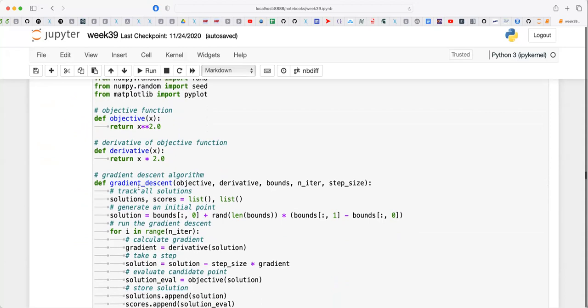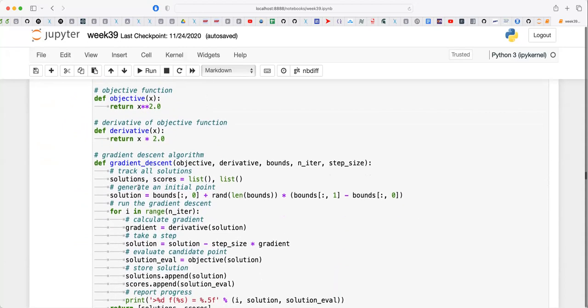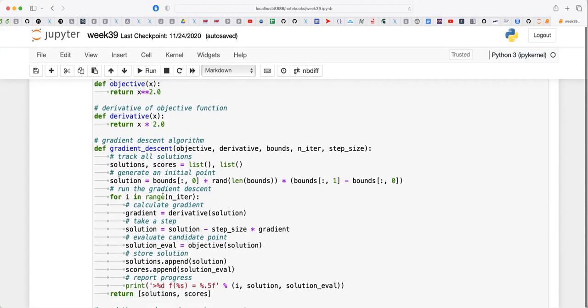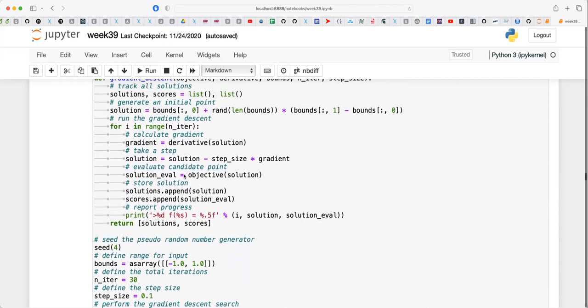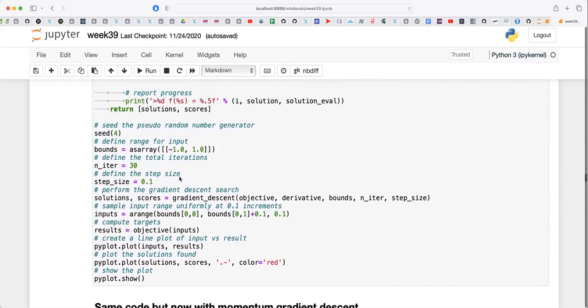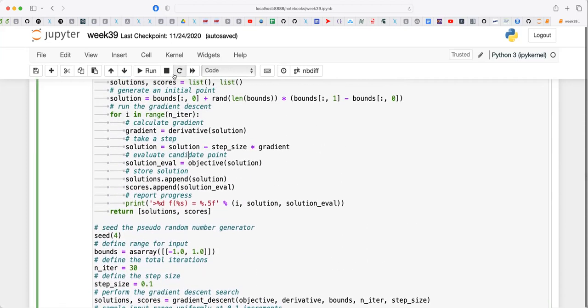Then I have a function here, which is a gradient descent algorithm. What I do is perform these iterations. I calculate the gradient, I take this step and I evaluate this point. I do the solution minus step size times gradient, so my step size is my gamma. Then I append that one to the solution. What you see here is a standard gradient descent, just another way of writing it.